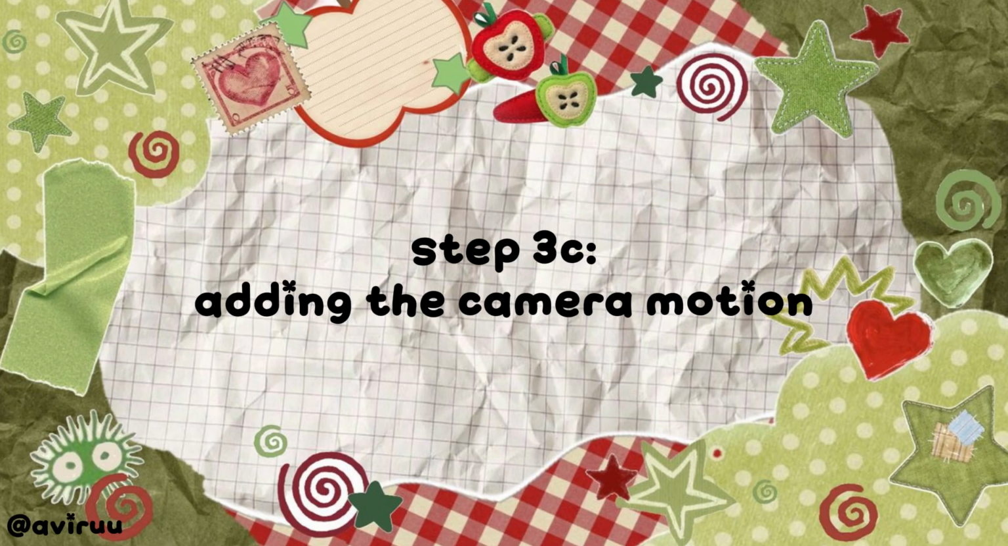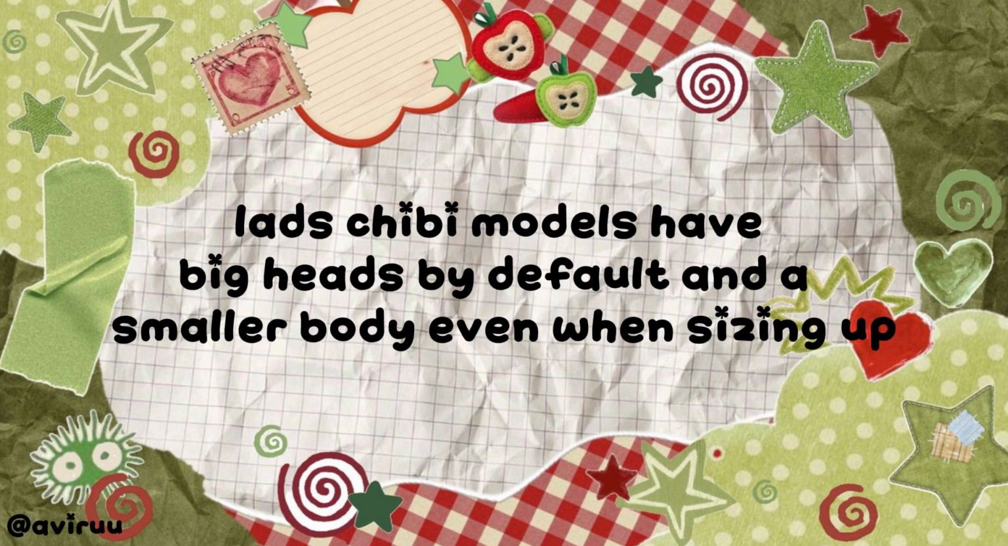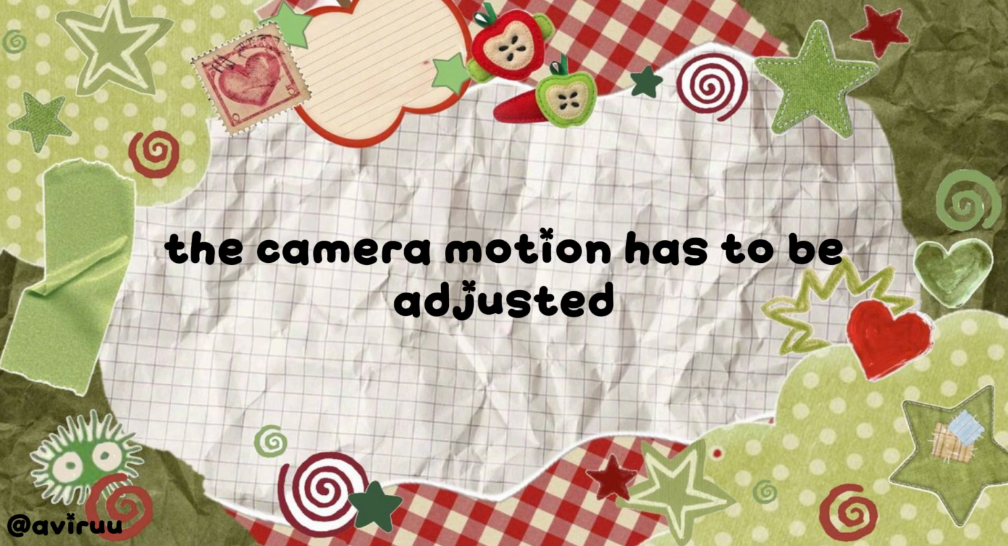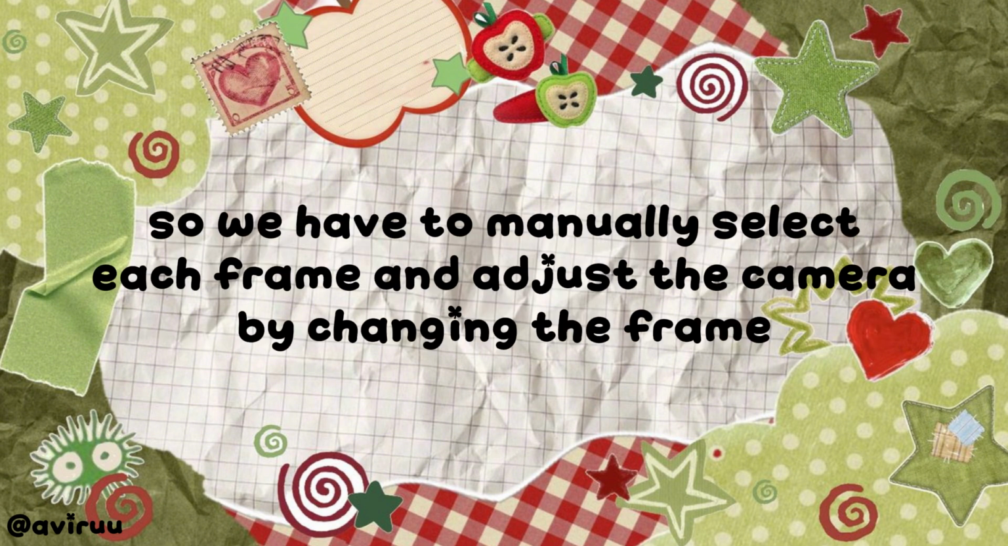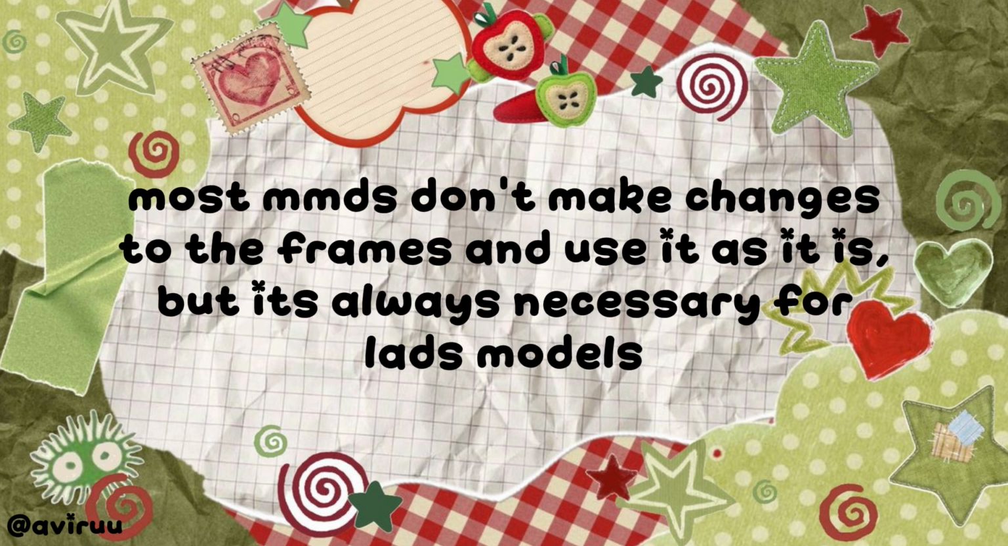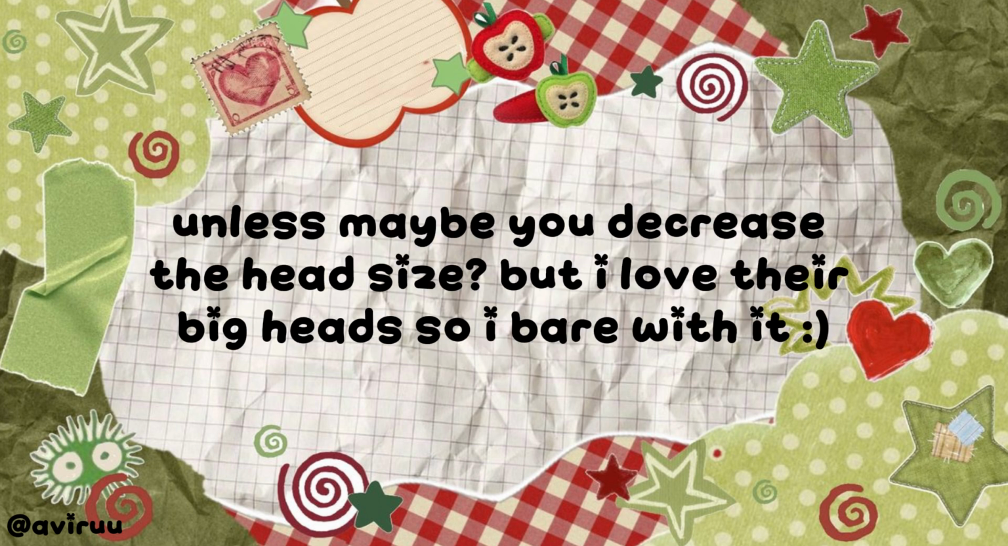Step 3C, adding the camera motion. Lad's chibi models have big heads by default, and a smaller body, even when sizing up. The camera motion has to be adjusted, so we have to manually select each frame and adjust the camera by changing the frame. Most MMDs don't make changes to the frames and use it as it is, but it is always necessary for Lad's models. Unless maybe you decrease the head size, but I love their big heads, so I bear with it.